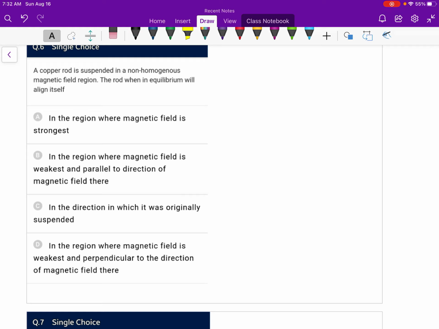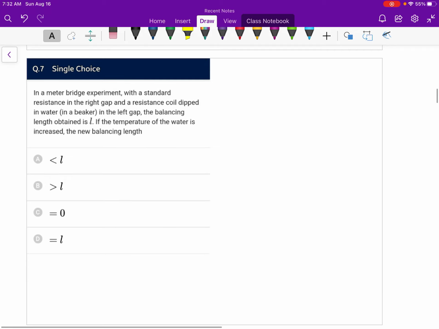A copper rod is suspended in a non-homogeneous magnetic field region. Guys, copper is diamagnetic substance. So diamagnetic substance aligns itself perpendicular to the direction of magnetic field in the weakest region. So D is the correct option. Okay. So in a meter bridge with a standard resistance in the right gap and resistance coil dipped in water in the left gap, the balancing length obtained is small l. If the temperature of the water is increased, resistance will increase and therefore the balancing length will increase. So greater L than l.